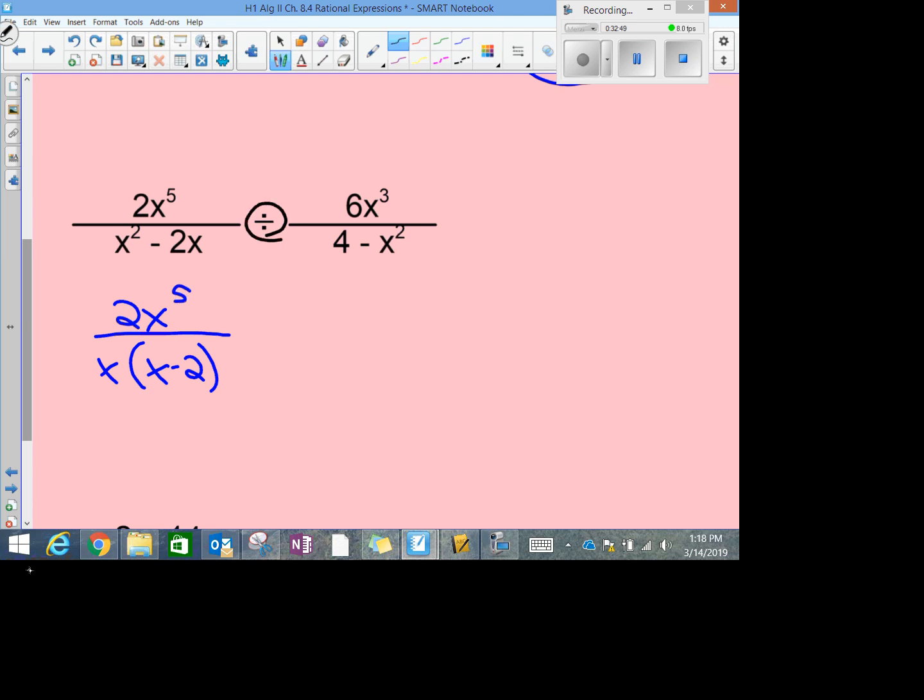We change the division to multiplication. And we flip it, right? So 4 minus x squared is going to become what? 2 minus x, 2 plus x. We'll leave it at that for now. x to the third comes down.